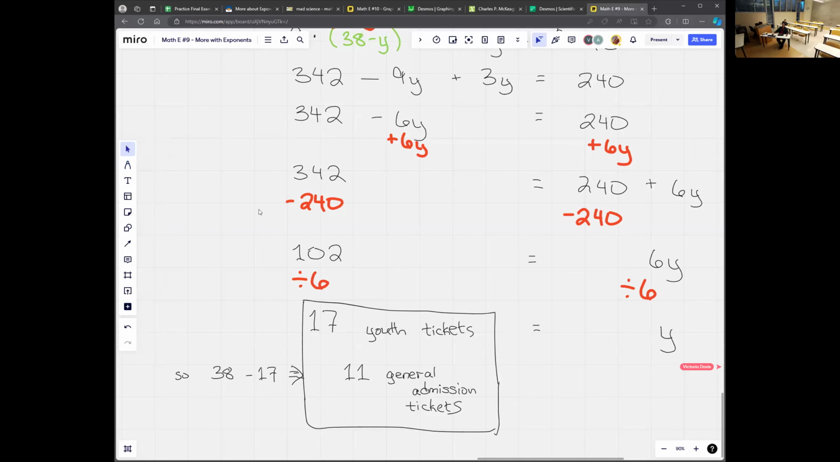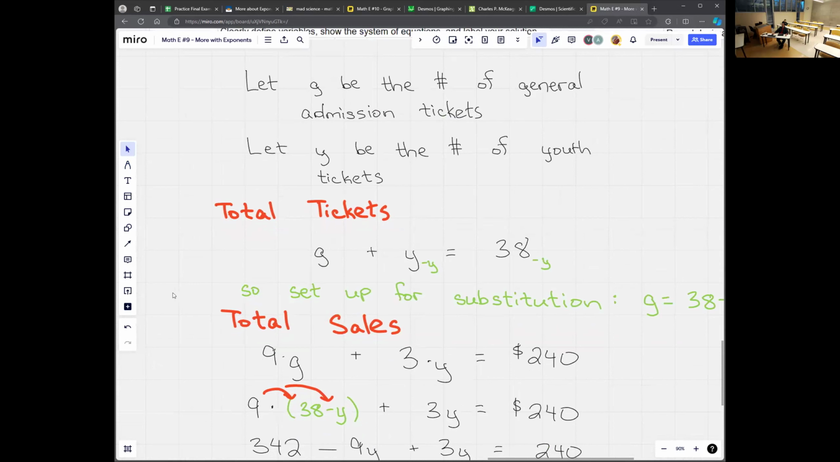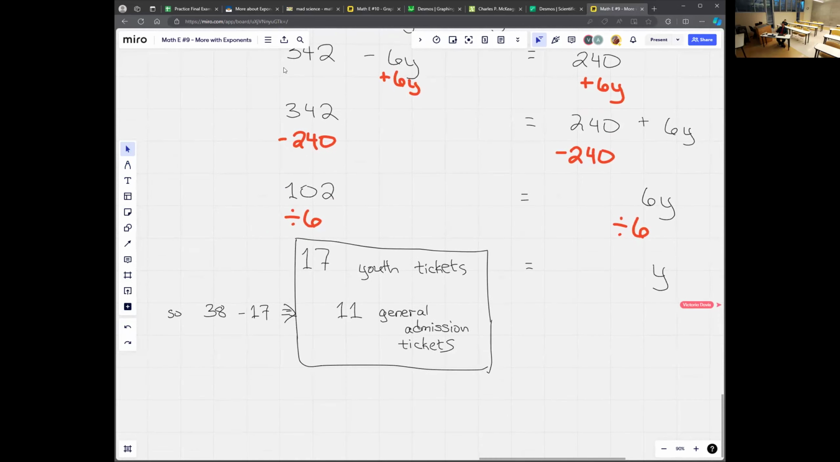To get that 11, I had to go up and use one of these two equations, either this one or this one. So I'm gonna pick the easy one. They add up to 38. So there we go.